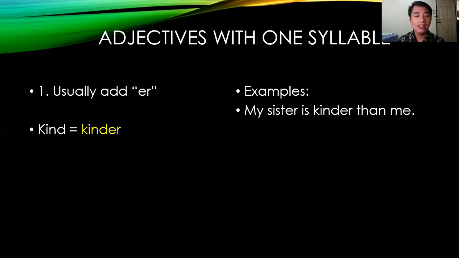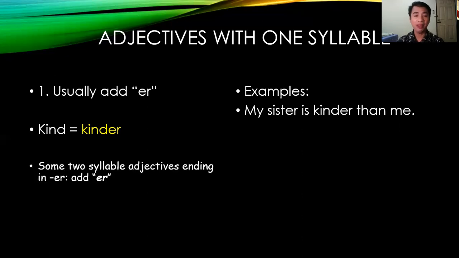Okay, so remember, for adjectives with one syllable, you have to add er at the end of the word. For example, the word is kind. Add er, it becomes kinder. So this is how you construct the sentence: My sister is kinder than me. Okay?